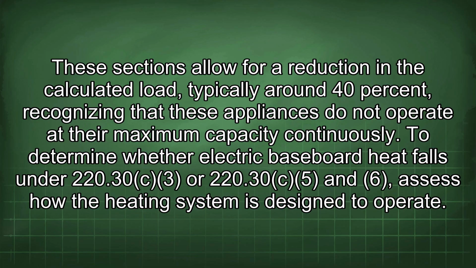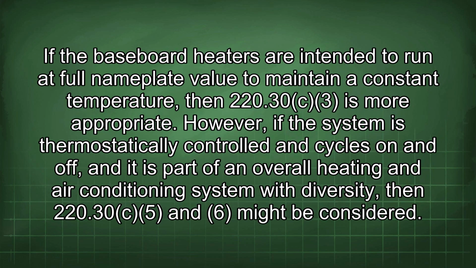To determine whether electric baseboard heat falls under 220.33 or 220.35 and 220.36, assess how the heating system is designed to operate. If the baseboard heaters are intended to run at full nameplate value to maintain a constant temperature, then 220.33 is more appropriate.